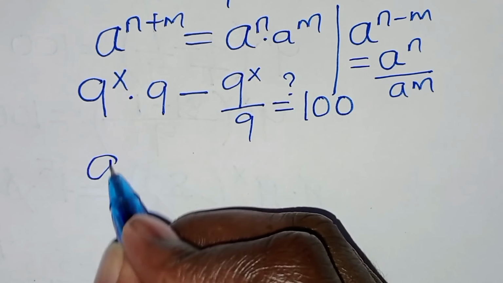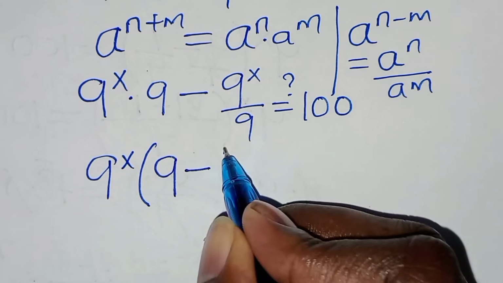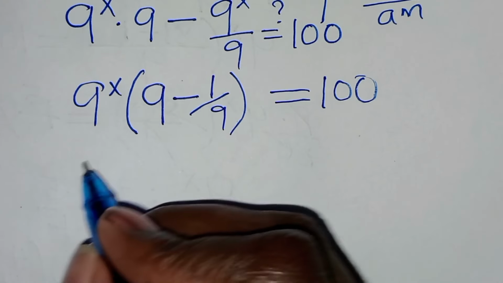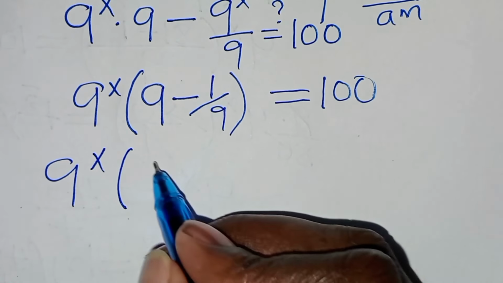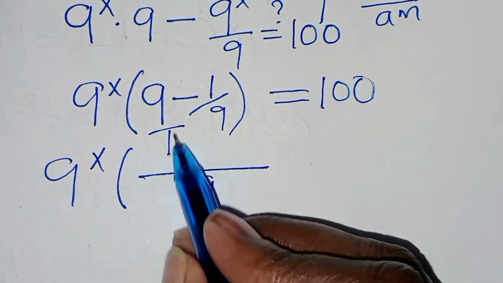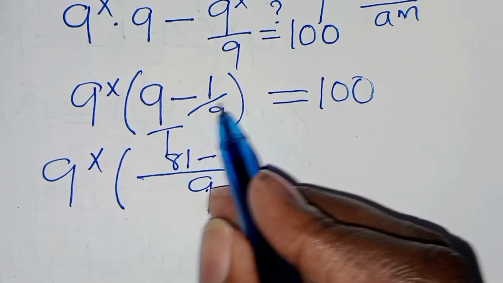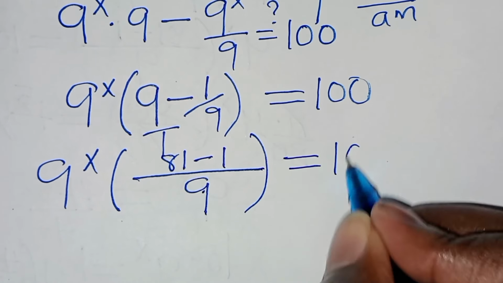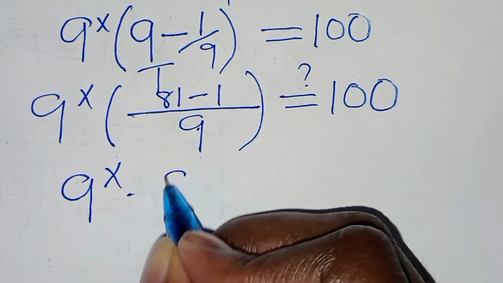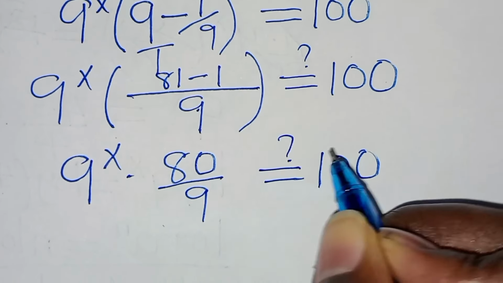So since 9 to the power of x is common here, we can factor out 9 to the power of x. So that here we have 9 minus 1 over 9. This is equal to 100. So here we have 9 to the power of x into the parentheses. We have that the LCM here, 9 is our whole number, so it's over 1. LCM is 9. 9 divided by 1, this is 9 times 9, this is 81, minus 9 divided by 9, this is 1 times 1, this is 1. This should give us a value of 100. So here we have 9 to the power of x times 80 over 9. This should give us a value of 100.